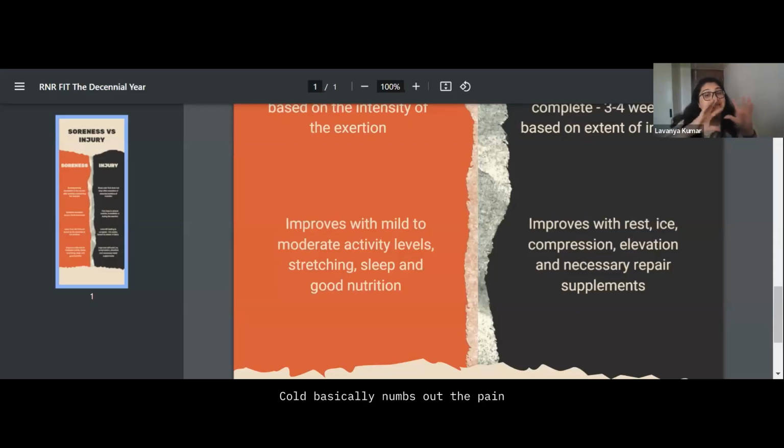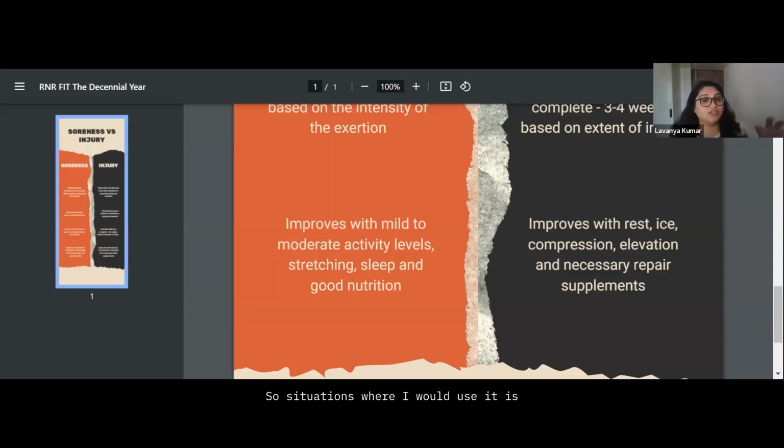Cold basically numbs out the pain. That's all it does. So it numbs out the pain, and if there's any swelling in the region, which is very normal after an injury, the body's supposed to swell things up, and that's how better recovery and better repair of the region happens. You can go ahead and control that swelling through cold packs. Cold pack reduces the swelling, cold pack numbs out the pain.